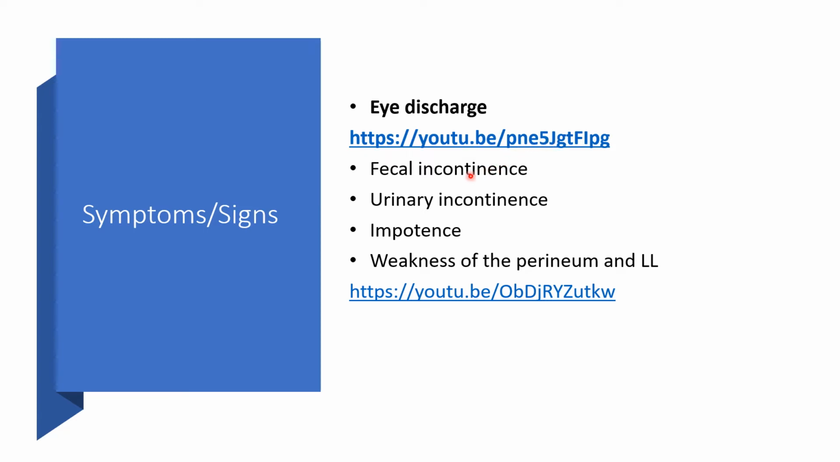Another person might present with fecal incontinence, urinary incontinence, men with impotency, or someone with weakness of the perineal region and weakness of lower limbs. If that is the case, we are dealing with acute emergency, pointing to Cauda Equina Syndrome. For full information on Cauda Equina Syndrome, you can click on this very link.